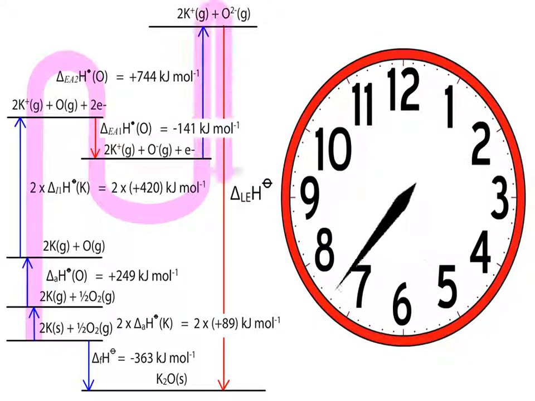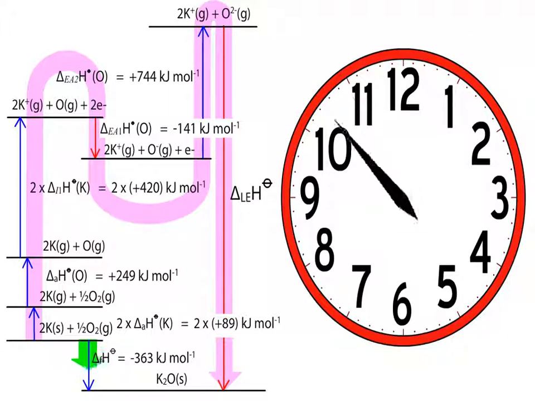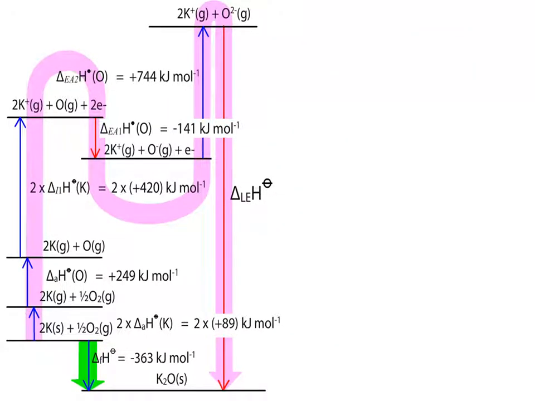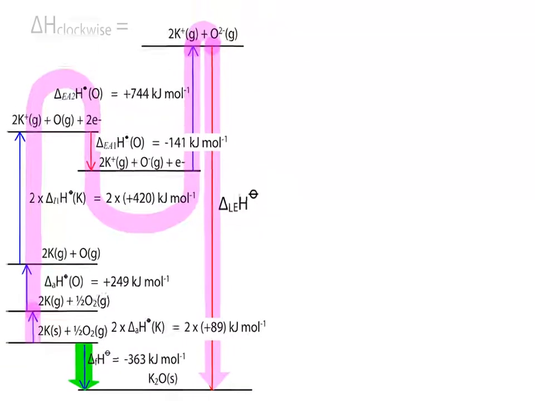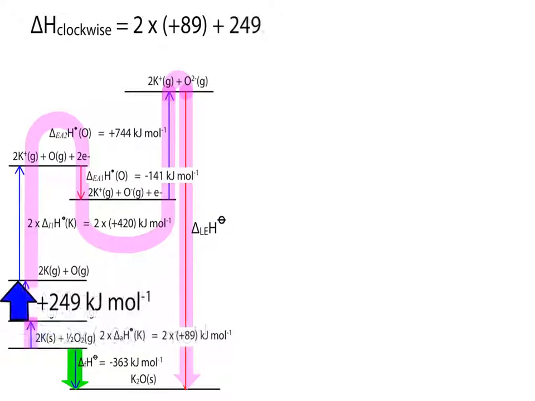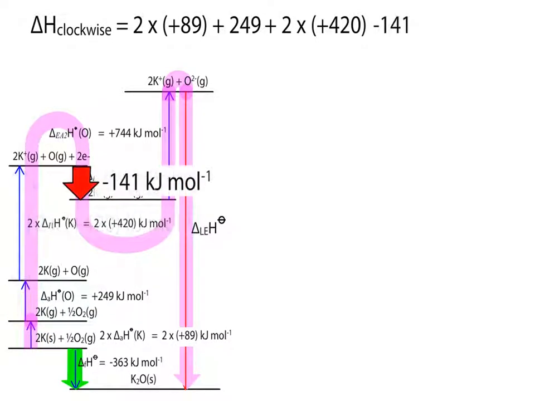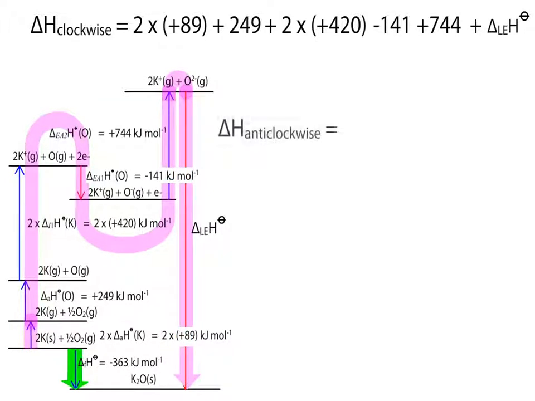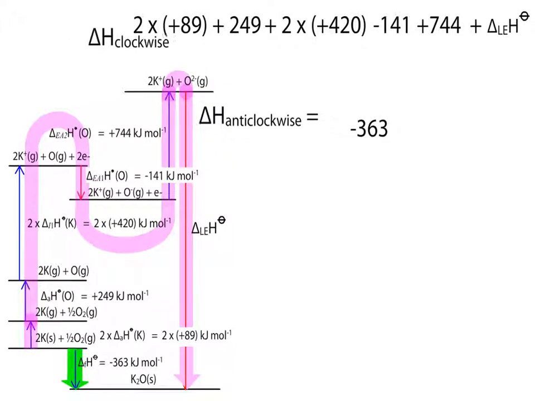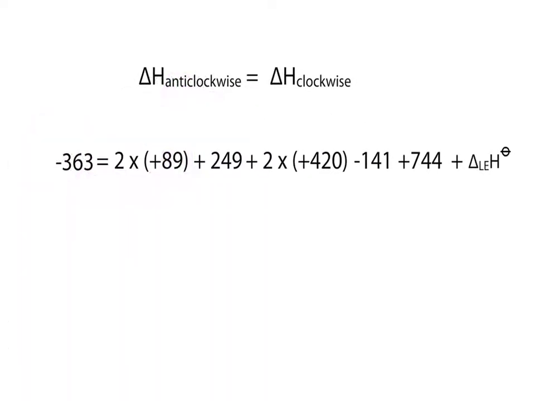If we total up all the enthalpies going clockwise to reach the ionic lattice, starting from our elements in their standard states, and we do the same going anti-clockwise, Hess's law tells us that the clockwise route will equal the anti-clockwise route. And so we can take all our values for the clockwise route and add them together. We now do the same for the anti-clockwise route, and since the anti-clockwise route will equal the clockwise route, we can set it out as follows.